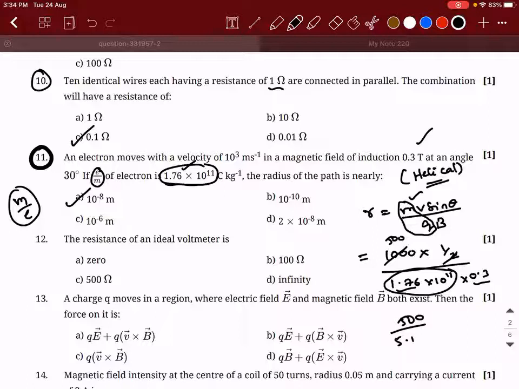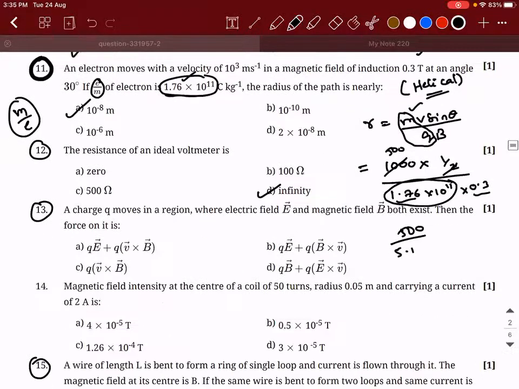Yes, sir. So the next one is very easy. You should know by now. Resistance of an ideal voltmeter? Infinity, sir. That's it. 13th. A charge Q moves in a region, then the force. This is also easy. Answer? Q into E vector plus Q into V cross B. What is the name of it? Lorentz force. That's right. So it's called Lorentz force.